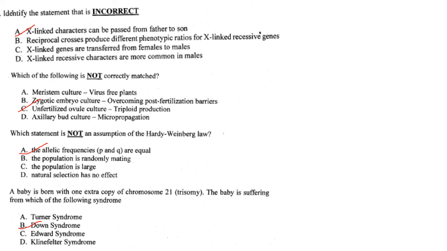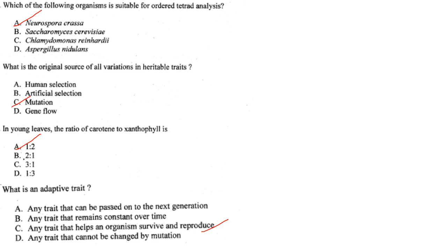A baby is born with one extra copy of chromosome 21, that is trisomy of chromosome 21. The baby is suffering from which syndrome? So Down syndrome is due to trisomy of chromosome 21. So the answer is option B. Then next one. Which of the following organisms is suitable for ordered tetrad analysis? So it is Neurospora crassa, because Neurospora crassa produces asci with 8 spores which are arranged in an order after meiosis. So answer is option A.